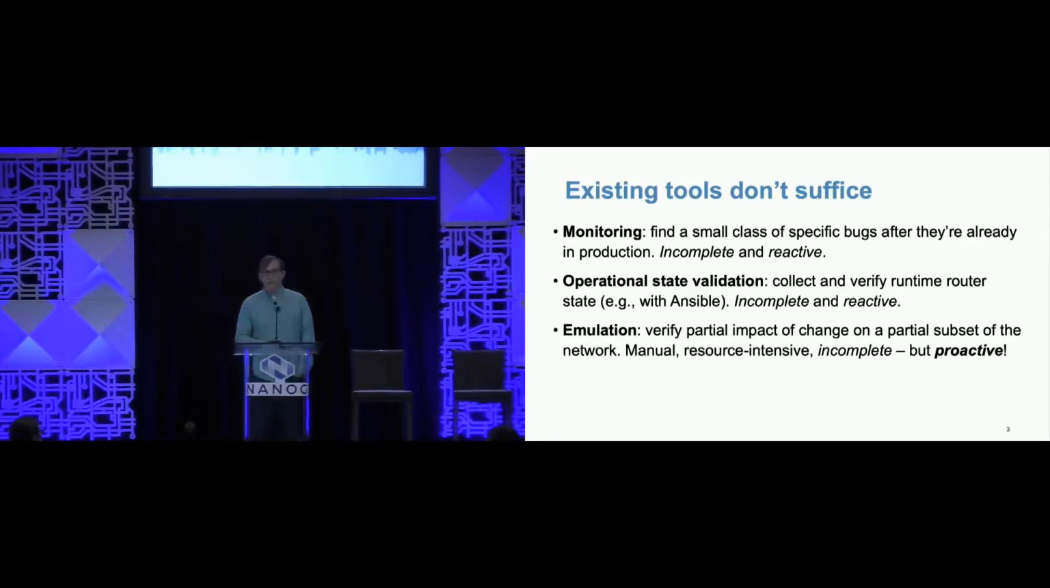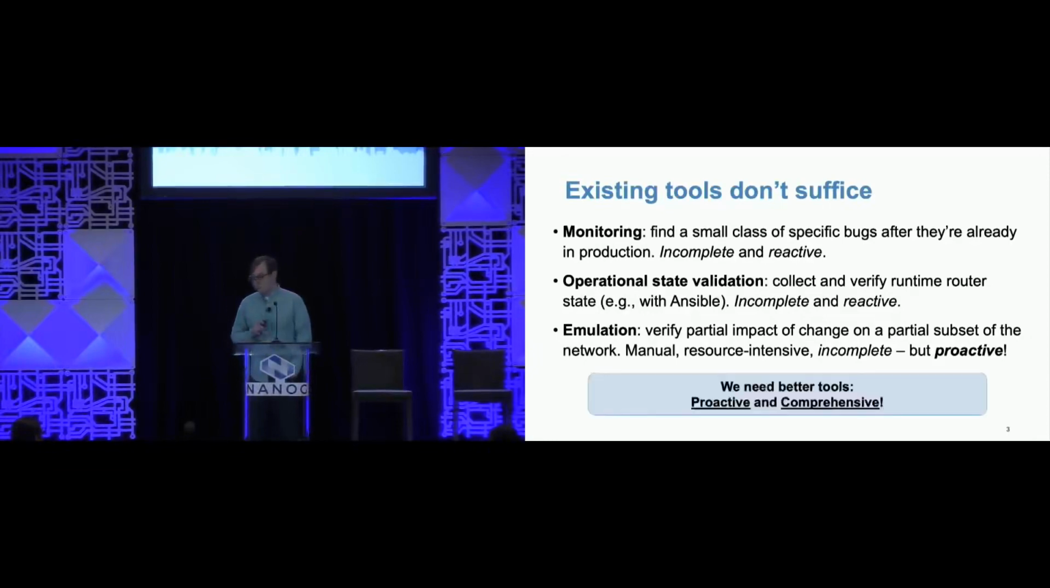It's resource intensive. It's, again, incomplete because you're only able to rely on the part of the network you're able to spin up, the part of the properties you're willing to check, and often the limitations of the specific VMs the vendors make available for you to try your stuff out. But at least it's proactive. At least you are doing this test before the bugs hit the network. However, I claim we need something better.